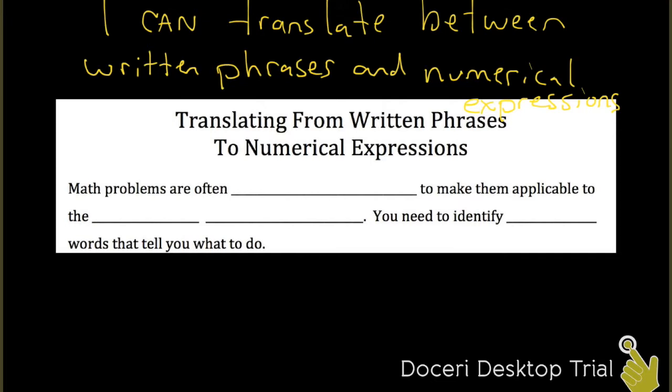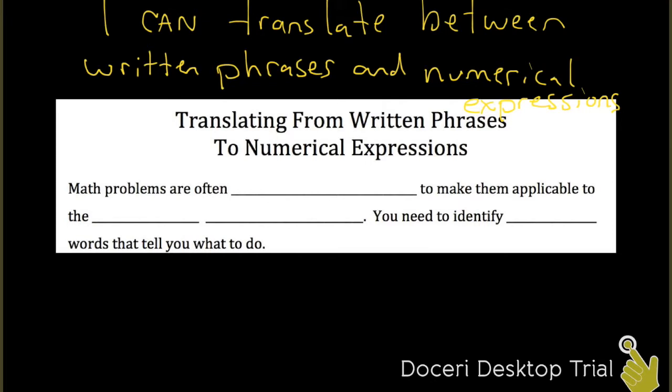So written phrases are things that are in words, obviously, and numerical expressions are things that are in numbers with symbols, equal signs, multiplication, division, that kind of thing. So we want to be able to go back and forth between written phrases and numerical expressions.